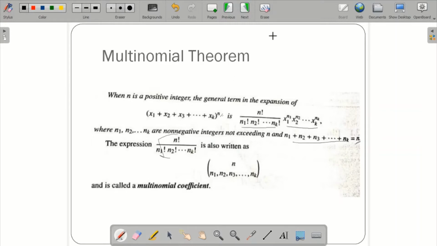So remember, x1 plus x2 plus x3 plus so on till xk to the power n can be written in terms of n, n1, n2, and so on till nk, and then it is written as x1 to the power n1 into x2 to the power n2, so on till xk to the power nk. Now the coefficient of these terms is nothing but this, and the expansion is this. While solving the problem we'll get to know how we are supposed to solve.